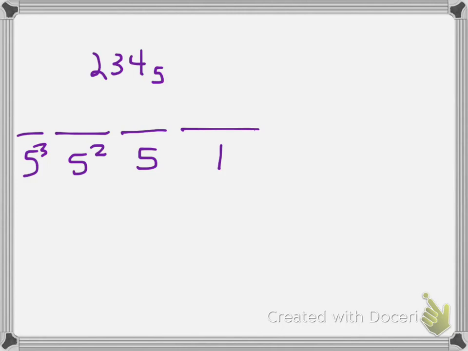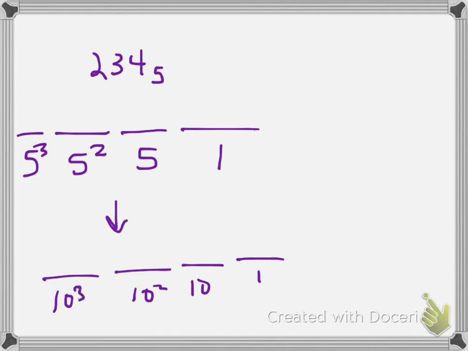So just to compare that to base 10, in base 10 we have a ones place, a tens place, a hundreds place, and a thousands place, which is 10 cubed, and it keeps going. So if I look at this 234 base 5, I have 4 in this place, 3 here, and 2 here.